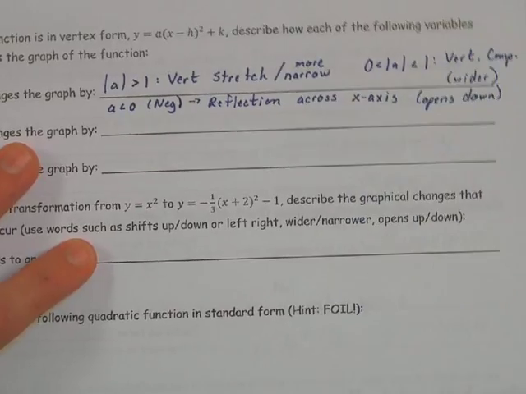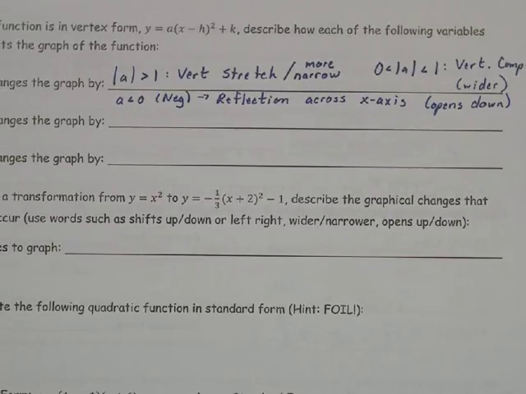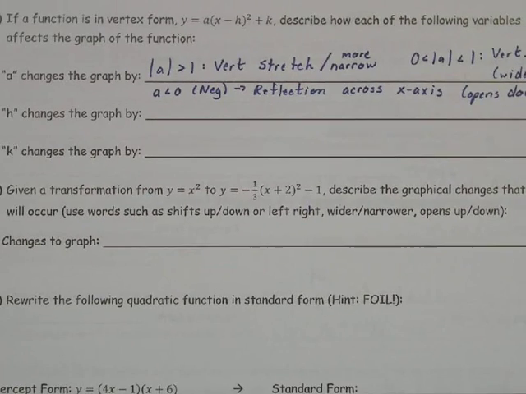I talked a little bit about the possibility of a B value, but that B, the one that goes right there in front of X, is not going to be on the test.